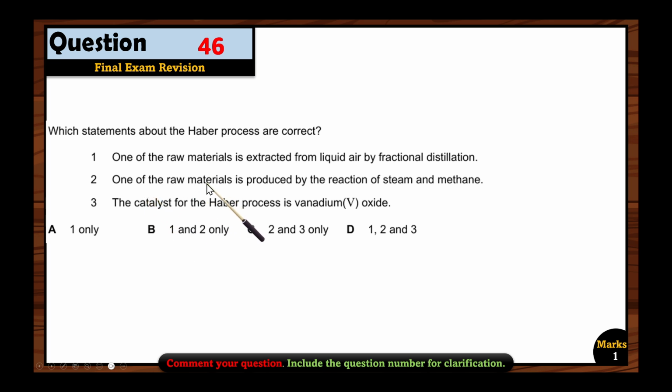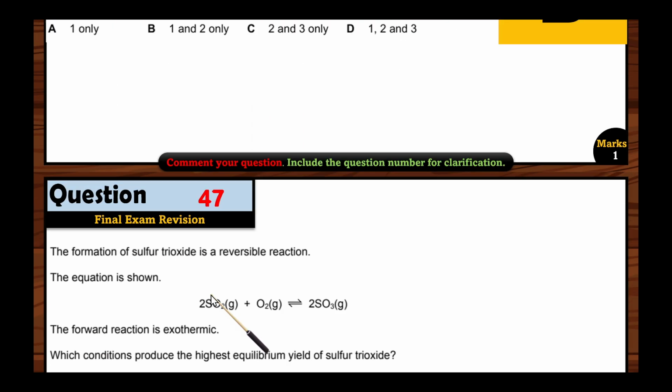And the second raw material is hydrogen, right? It is produced by the reaction of steam and methane. Yes, if you look at chapter 9 in your books, you will see that the hydrogen comes from the steam and methane reaction. So both options are right. The catalyst for the Haber process is vanadium oxide. Wrong. Vanadium oxide is the catalyst for the contact process. For Haber, it's the iron catalyst. So options 1 and 2 are the only right ones, that is B.